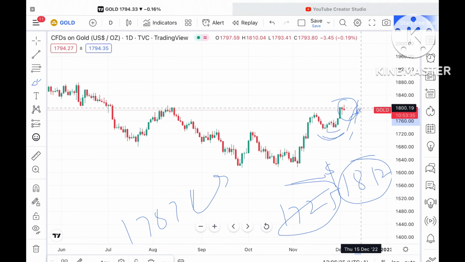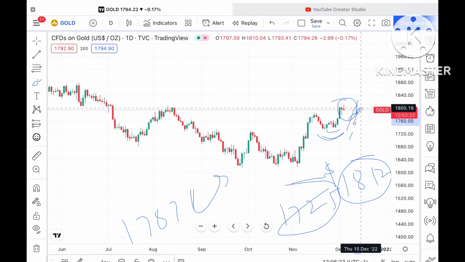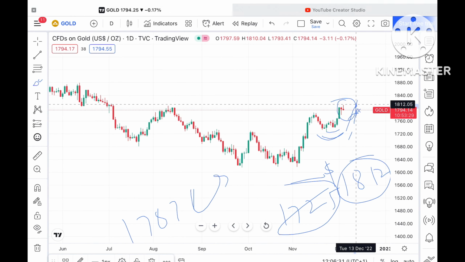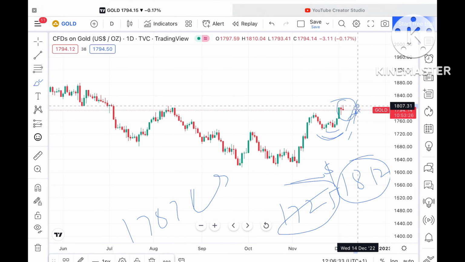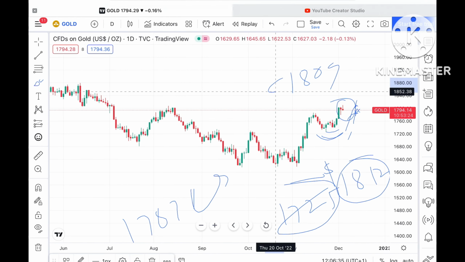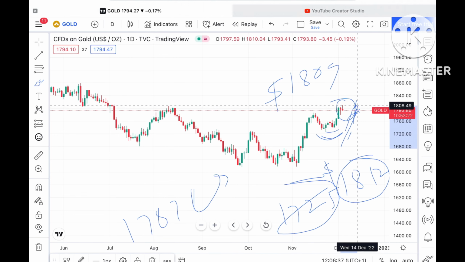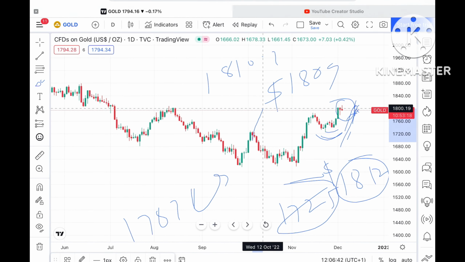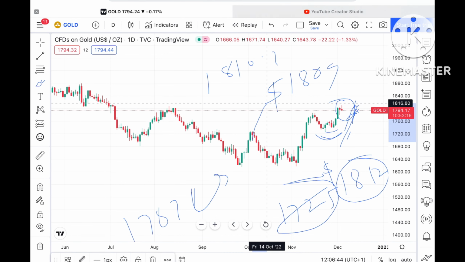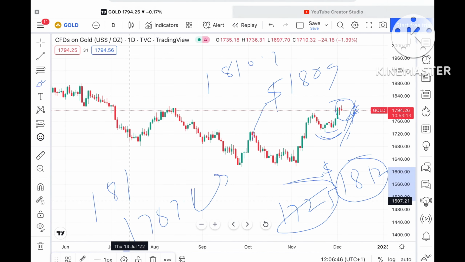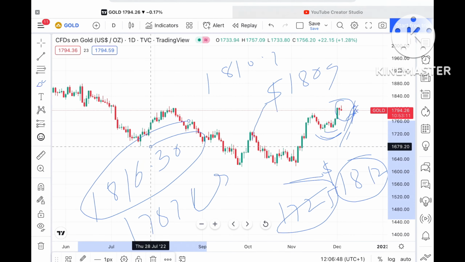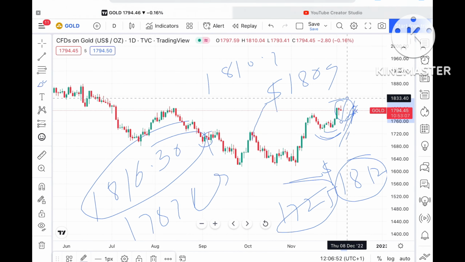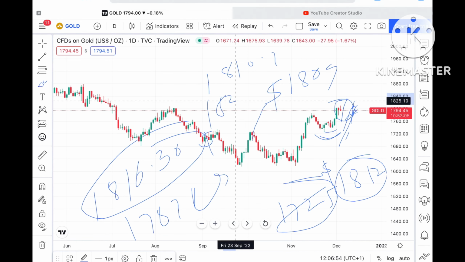So suppose if this level sustains, which is where it is currently trading, it can touch a level of $1800.19, and from there we can see it can touch a level of around $1809. Suppose if the price goes above that level, then we can see it can touch a level of around $1810.37, and if that level sustains, then a probability of moving further upside is there. We can see it can touch a level of $1816.30. Once the price moves up from that level, then we can see it can go further high towards a level of around $1833.